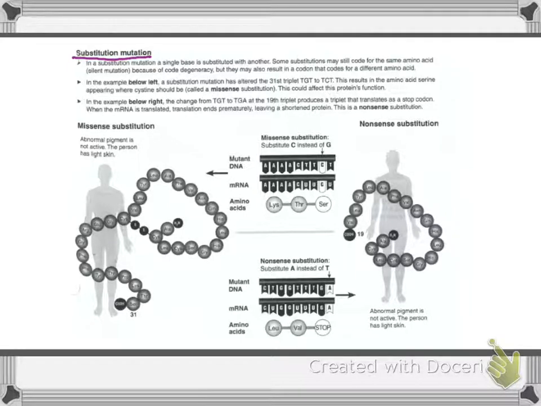Okay, so we have two different types shown here. The first one is a missense mutation. Okay, so here is the mutation. We're supposed to have a G, but we have substituted in a C. And what that means is you're now going to get a different amino acid. And as a result, the protein has a different shape.